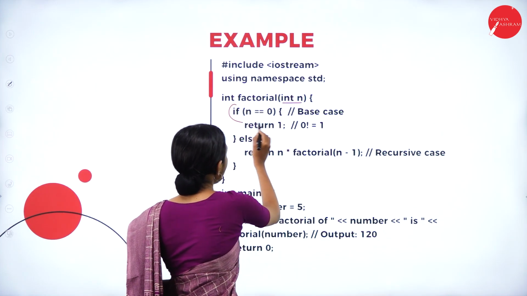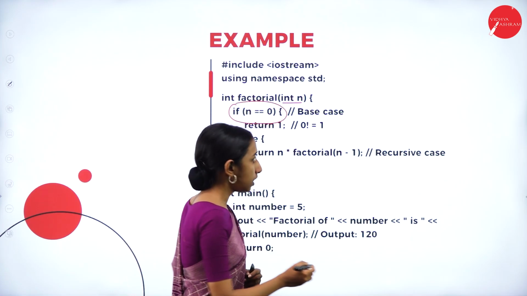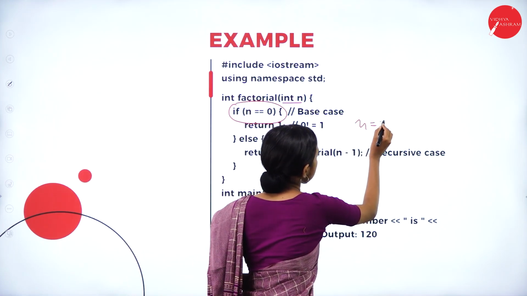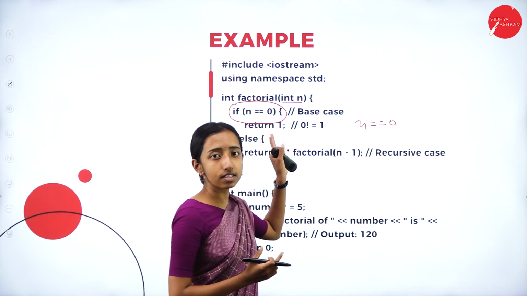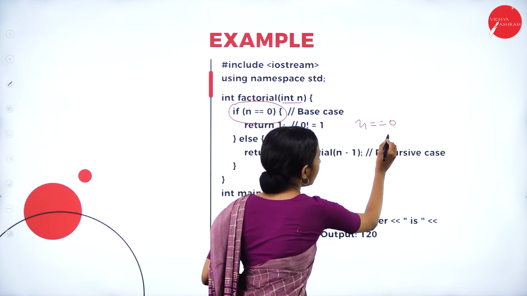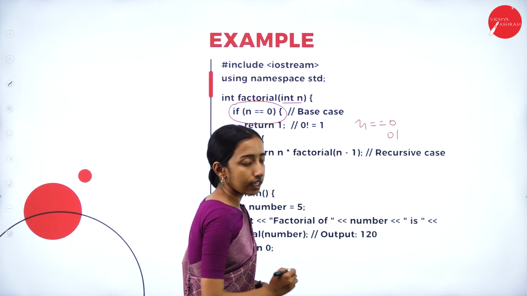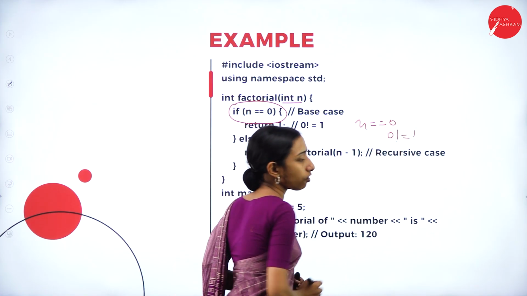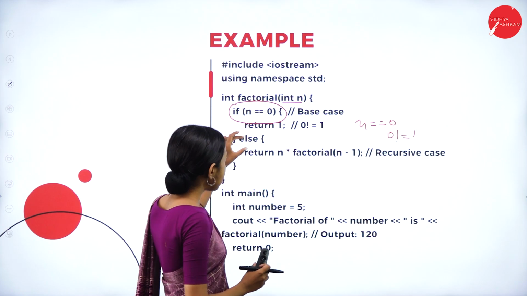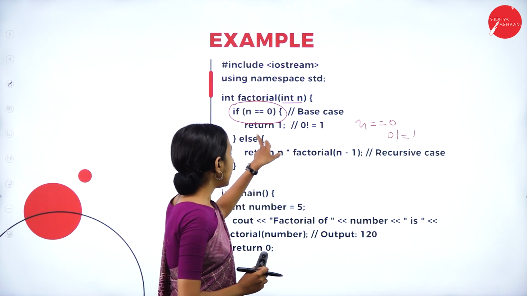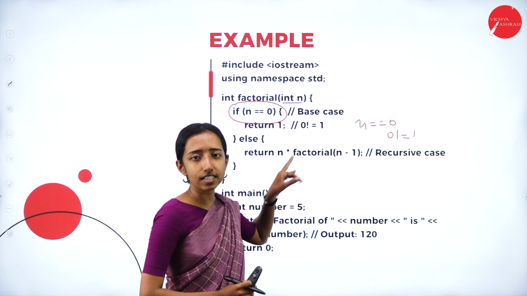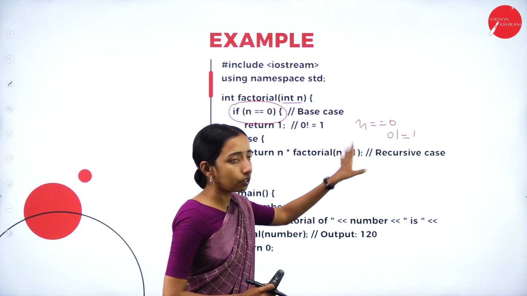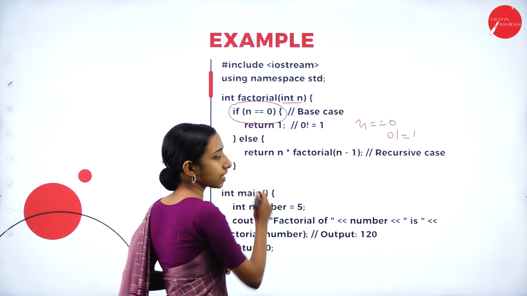Here I have taken the if condition n equals 0. This is the base case. We should know that the factorial of 0 is 1. So the base case returns 1, because if n is given as 0, it will return 1. That is the base condition.